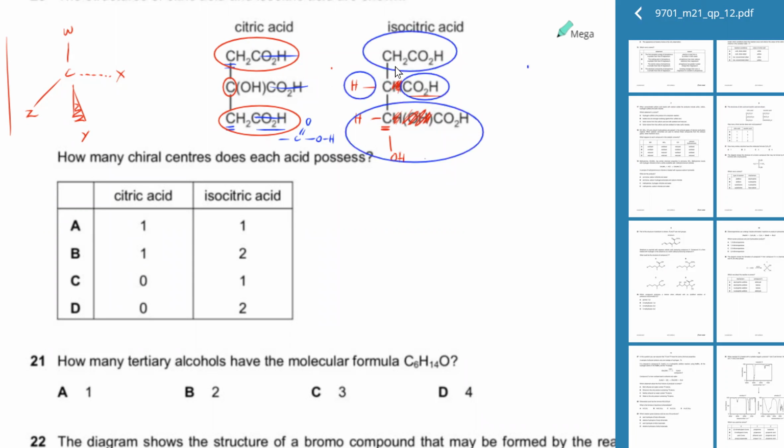The top one is not chiral because it's got two hydrogens. So it's going to be 0 and 0 and 2, and that would give you D as the answer. Is that clear? Yes, sir.